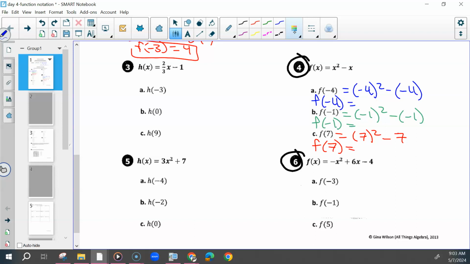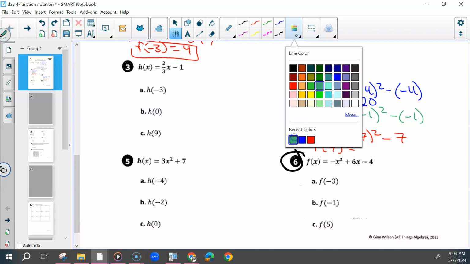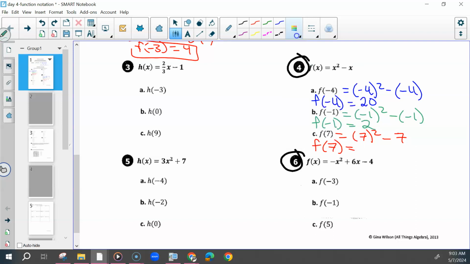Either in your calculator, in Desmos, or by hand. Go ahead and simplify the first one. 20. And the second one. 2. And the third one. 42. Do you have questions on any of those? We'll do the same thing for 6.